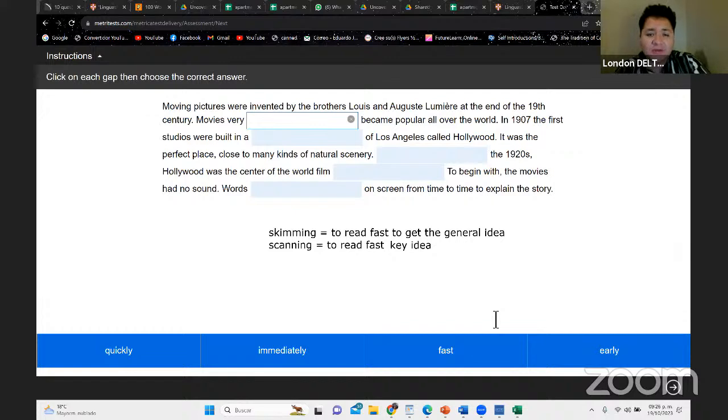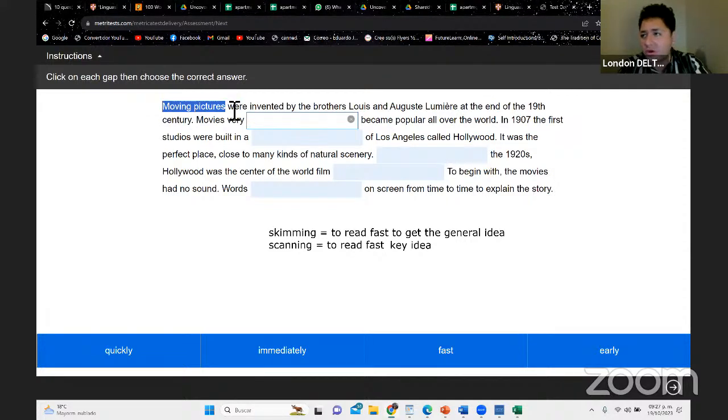Okay, so skimming, you have it here. You already read, right? It's about Hollywood, it's about movies. Okay, now you have the context. So here we're going to read, and now we need to choose the correct answer. So it says, moving pictures. What is moving pictures? Movies. That's why it's called movies, because movie is movement. Moving pictures, the movies. The films were invented by the brothers Louis and Auguste Lumière at the end of the 19th century.